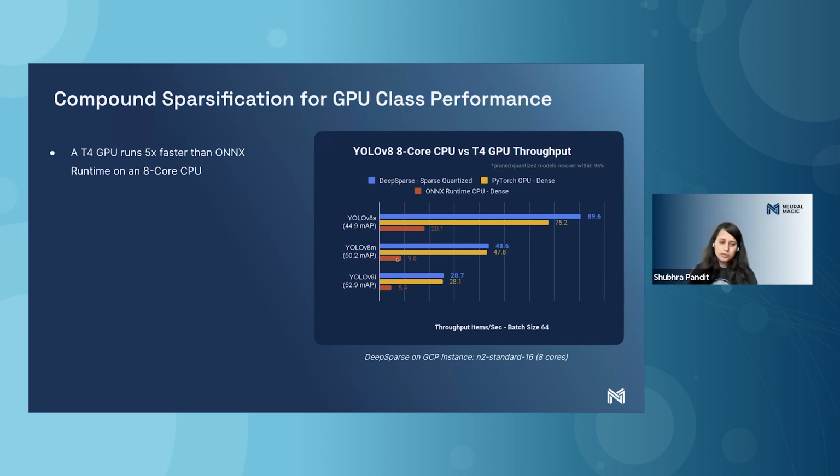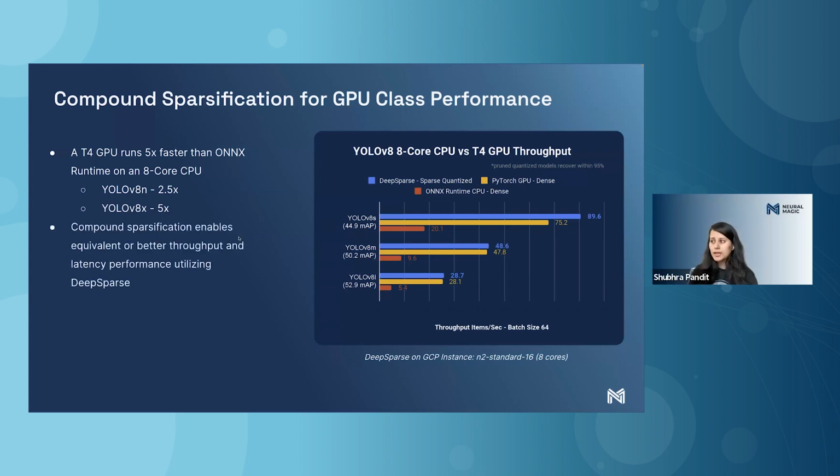So the GPU is really fast when you run any of the YOLOv8 models. But what we also see here is that the DeepSparse numbers are either equivalent to it or faster in many cases. So specifically for the N model, the GPUs are about 2.5x faster, and for the X model, about 5x faster. And putting sparsification and quantization along with our DeepSparse engine, you can get similar or better performance compared to the GPUs.